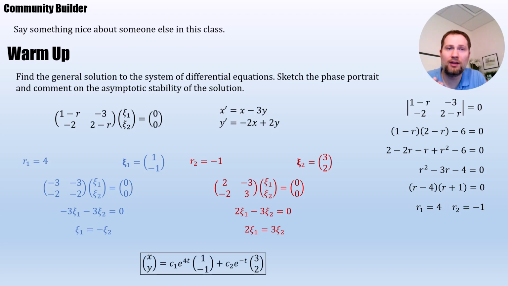And we can write down the general solution. This isn't an IVP, but if it were, we would have to apply the initial conditions also. Then it also asks us to comment on the asymptotic stability of the solution.